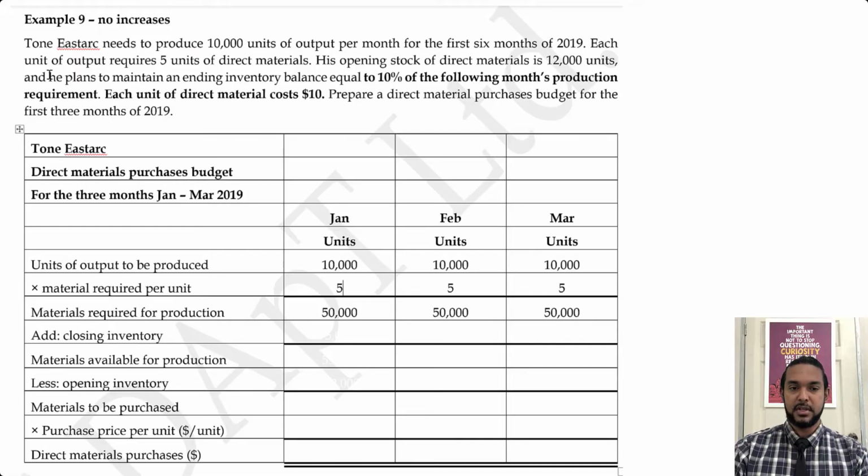Okay, so it says he plans to maintain an ending inventory balance equal to 10% of the following month's production requirement. So for January, we need a closing stock of 10% of the following month's production requirement. The following month is February. The production requirement is 50,000. 10% of 50,000 is 5,000. So we need 50,000 for production plus an extra 5,000 for closing stock, which means we need a total of 55,000 units of material on hand.